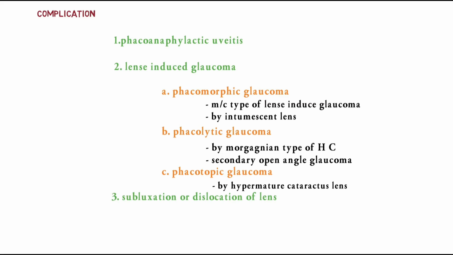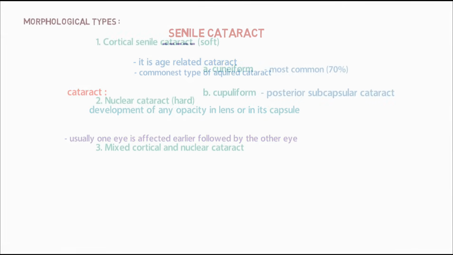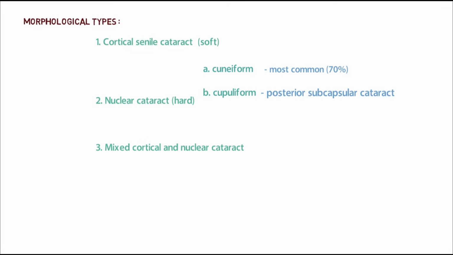So what have we learned till now? First we discussed what is cataract and what is senile cataract. Then after that we took a look at the morphological types of senile cataract, that is cortical senile cataract, nuclear cataract and mixed cortical and nuclear cataract.